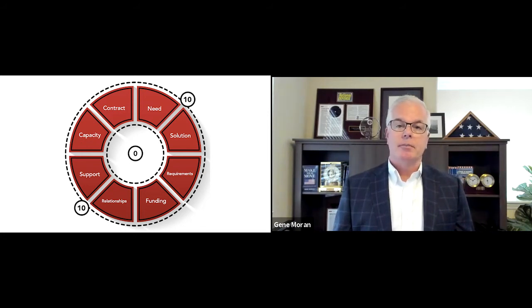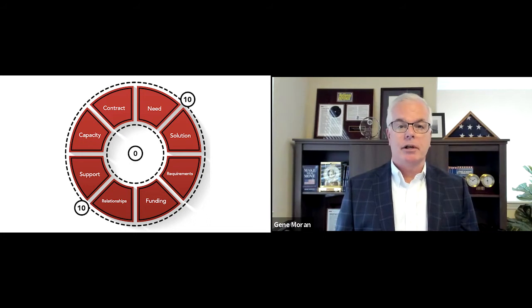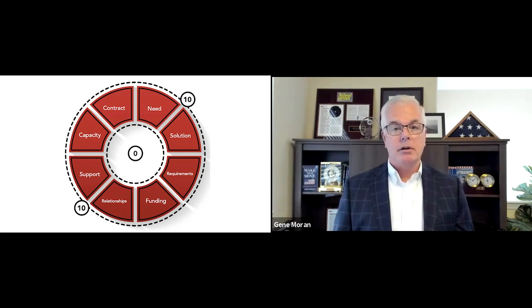You need relationships in place along the entire process to help garner support for your offering. You need to have capacity to deliver to the government what you say you can deliver. And then you need a contract vehicle on which you can put that funding so that you can be paid for your offering.